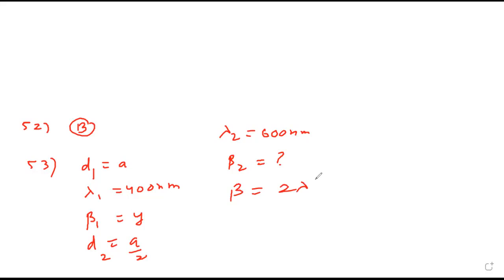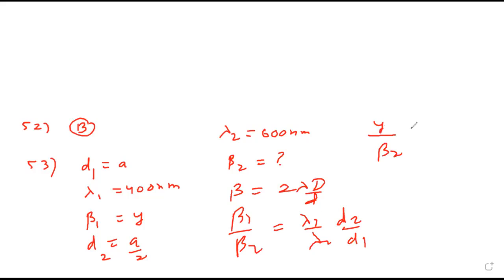Central maxima is 2 lambda d by d. First upon second will be lambda 1 upon lambda 2 into d2 by d1. So y upon beta 2, lambda 1 is 400, lambda 2 is 600, d2 is A by 2 and d1 is A. A cancel, 0 cancel, 2 into 2, 4, 2 into 3, 6. So new fringe width is 3 times the first.